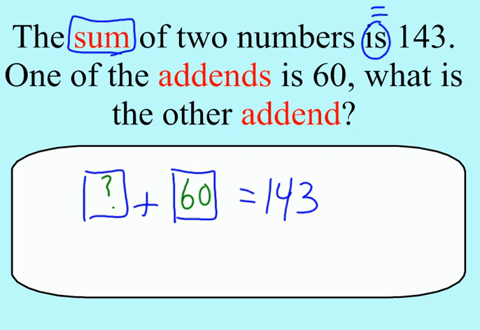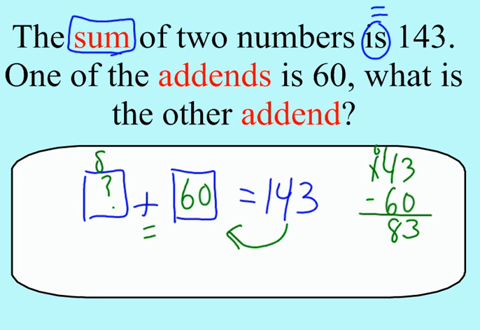Well, what I'm going to do to find that other addend, I'm actually going to work backwards. I'm going to start with 143, and instead of adding, I'm going to take 143 and subtract. I'm going to do the opposite or the inverse operation, and I get 83. So the missing addend, what is the other addend? The other addend is 83. Let's just double check and make sure that's correct. So I've got 83 and 60. It checks. So the two addends would be 83 and 60 for a sum of 143.